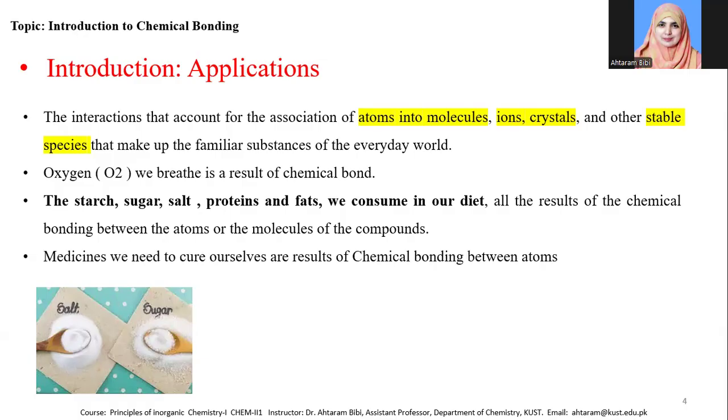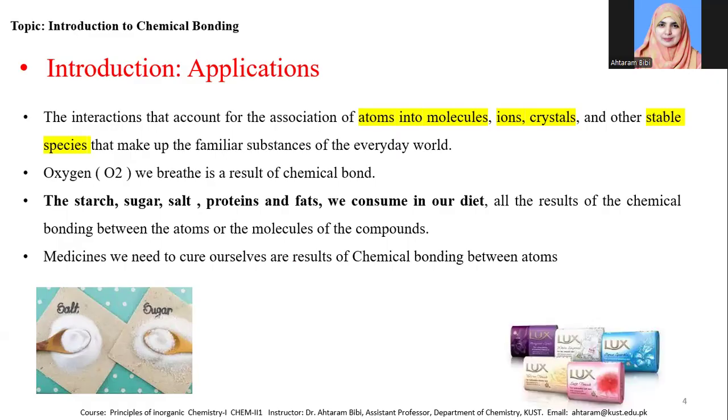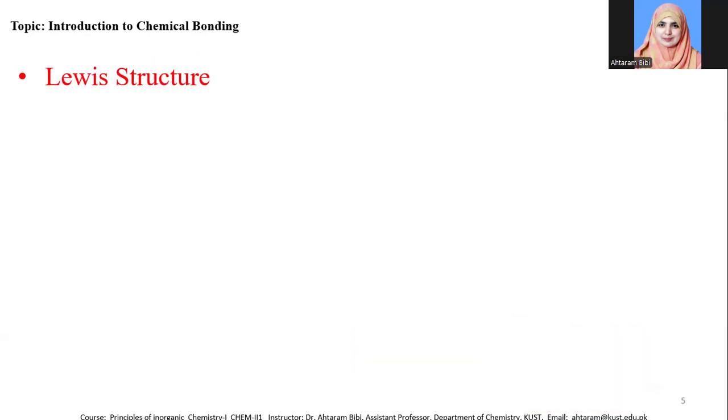Besides these, there is another important application: the various types of medicine we use for different types of curing are a result of chemical bonding between atoms. The different types of soaps form because of the chemical bonding we use on a daily basis. The different types of toothpaste also, in these molecules the atoms and ions are combined through chemical bonding. So it's necessary to know how the chemical bond is formed.